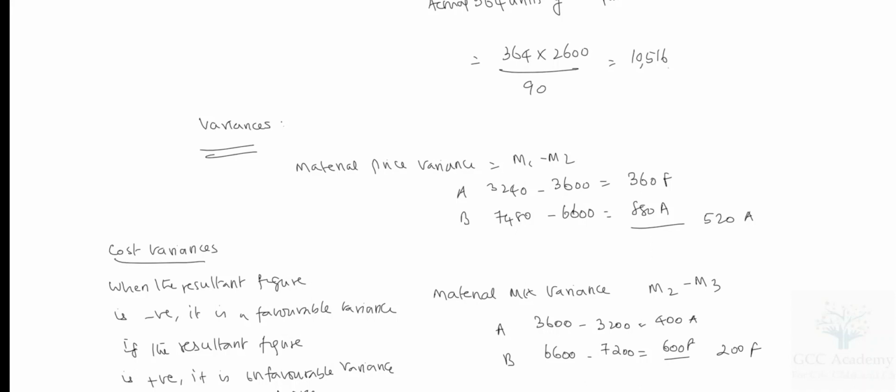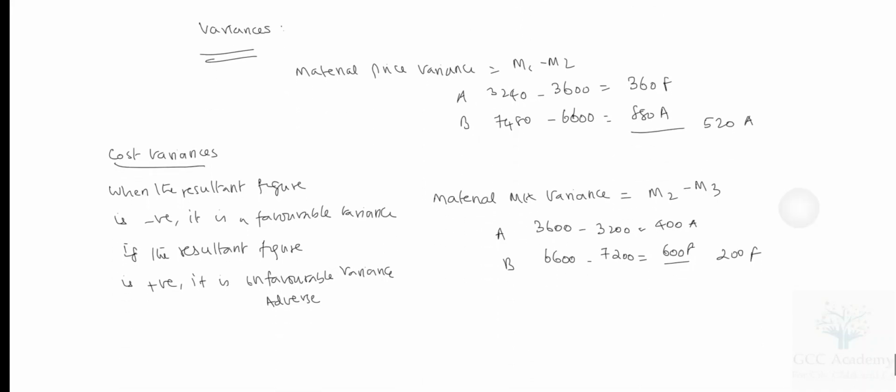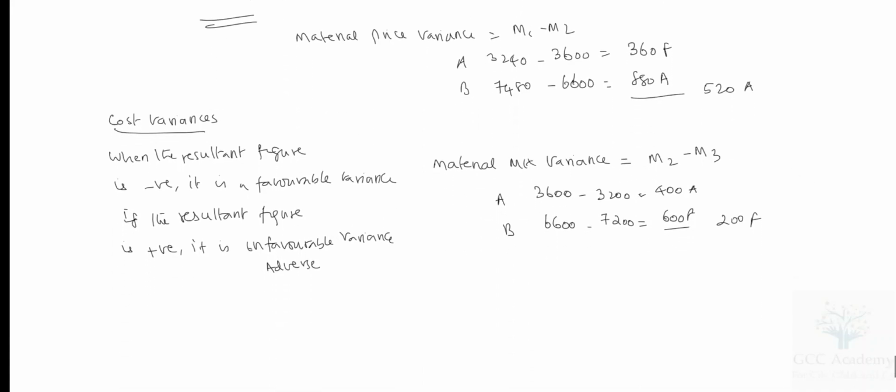Very important, dear students. Material mix variance formula is M2 minus M3. And we can calculate for A and B separately. For A it is 3600 minus 3200. So a positive number means adverse variance and a negative number means favorable variance. So net is favorable. Then material yield variance.